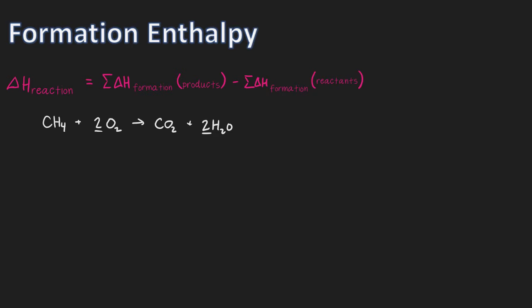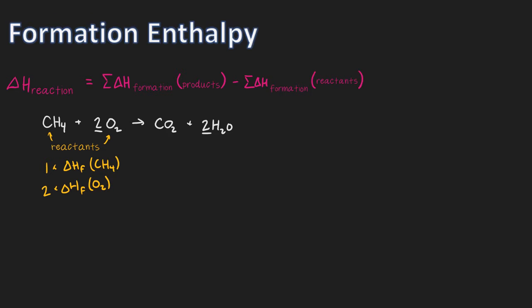So let's look at an example, the combustion of CH4 or methane in air to produce CO2 and water. In this reaction, we have two reactants, CH4 and O2, so we would need the enthalpy of formation for each of these. For O2, we would then need to multiply its formation enthalpy by 2 because we have 2 moles of O2 in our balanced equation.